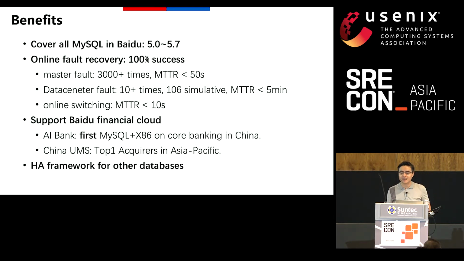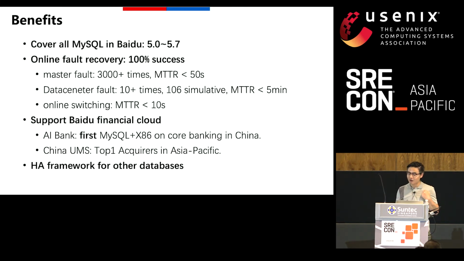Our HA system has already run online for over 5 years and covers all MySQL online in Baidu, supporting MySQL versions from 5.0 to 5.7. It handled over 3,000 fault recoveries, and the mean time to restoration is less than 15 seconds. What's more, it recovered more than 10 real data center failures and nearly 100 simulated data center failures. The service can recover in 5 minutes.